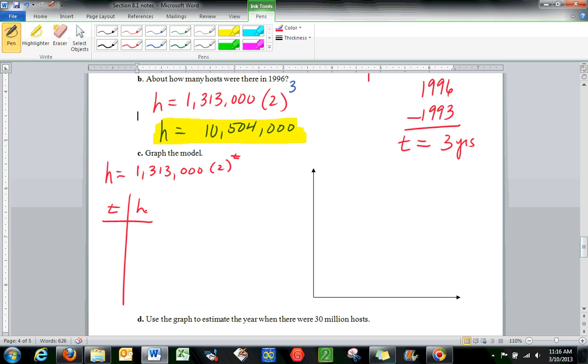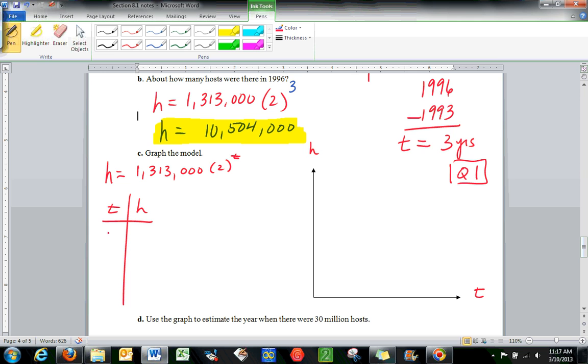Notice that we only gave you quadrant 1 of the graph. The reason we did that is because we can't go back negative years. And we know that the exponential growth function is not going to dip below the x-axis, which in this case is the t-axis, because we can't have a negative number of years or a negative number of host sites since we're starting with 1.3 million.